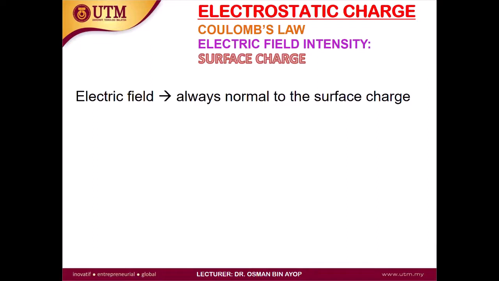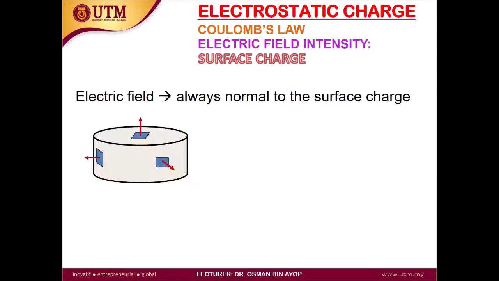Electric field is always normal to the surface charge. Okay, this is the behavior. Let's say we have the cylindrical shape, we have charge on the surface, so we can say that at the top surface, the E field goes up, normal to the surface, and then we have the surface around the cylinder, so it goes normal to the surface, which is the r direction.